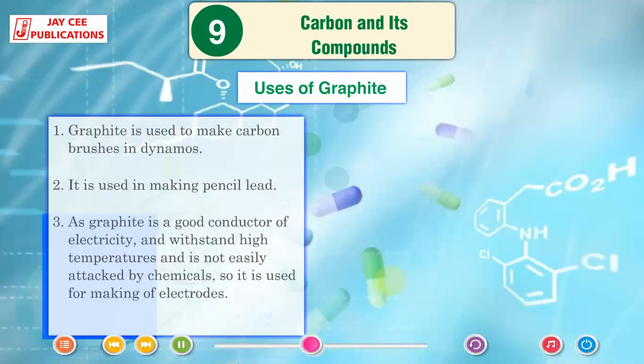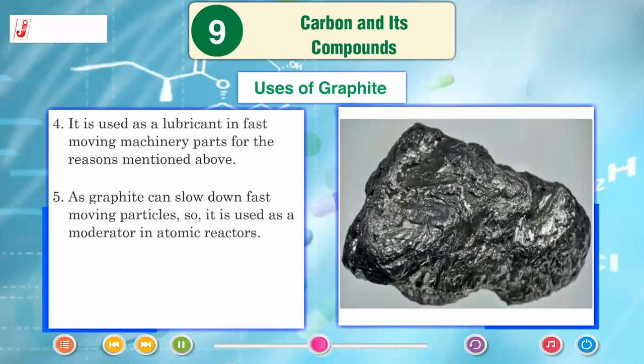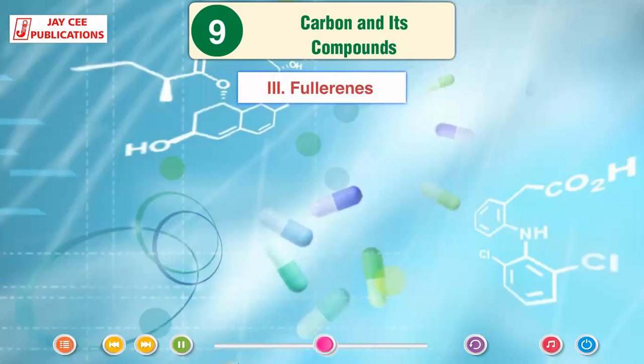Uses of graphite. Graphite is used to make carbon brushes in dynamos. It is used in making pencil lead. As graphite is a good conductor of electricity, withstands high temperatures and is not easily attacked by chemicals, it is used for making electrodes. It is used as a lubricant in fast-moving machinery parts for the reasons mentioned above. As graphite can slow down fast-moving particles, it is used as a moderator in atomic reactors.